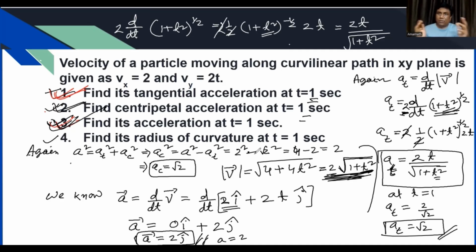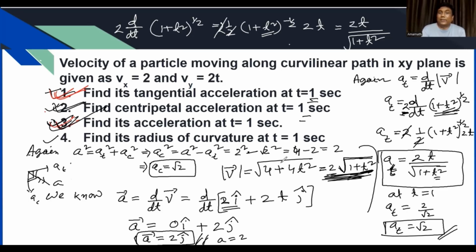I know the vector law, because you see, at is like this, and ac is perpendicular to it. So net acceleration is always what? By vector law, a square equals ac square plus at square only, because they are 90 degrees to each other. The components are.